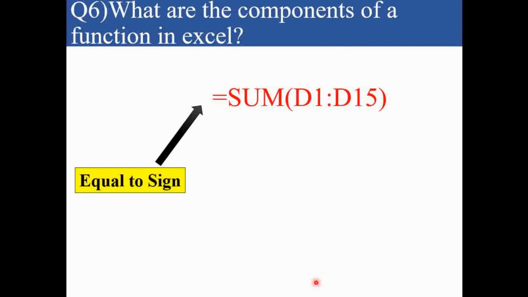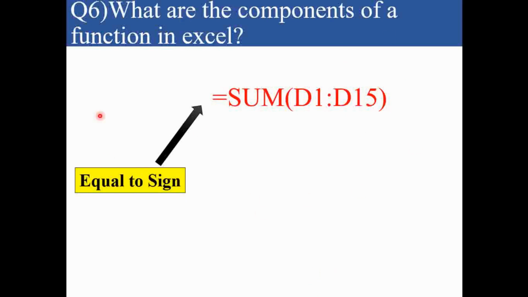Now the next question: what are the components of a function in Excel? Suppose we are going to do the summation for cells from D1 to D15. This is the way to write any one function. What is the meaning of the equal to sign, why is the function name in capitals, why is the bracket there, why is the colon there? We are going to understand the meaning of that.